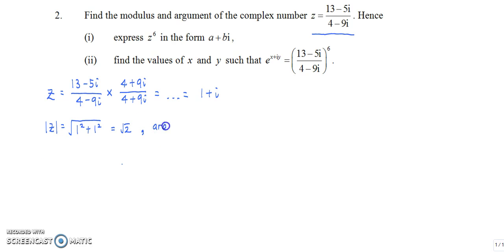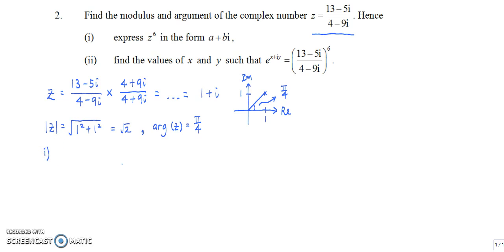As for the argument of z, for those students who need some visual interpretation, you can construct a very simple Argand diagram. Locate the complex number 1 plus i, and you can easily see that in this case, this particular angle is actually 45 degrees or pi over 4 radian, and that is the argument of z.